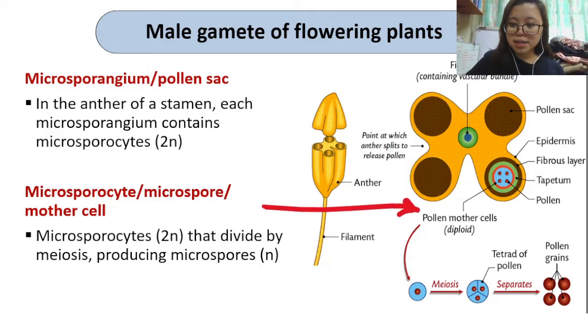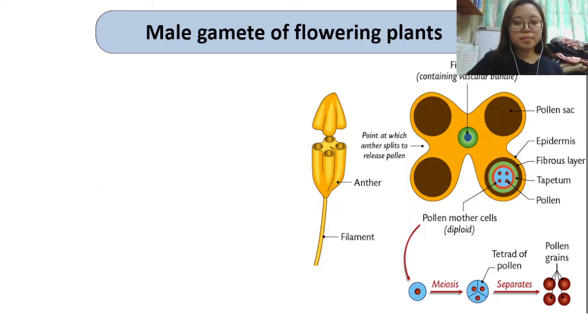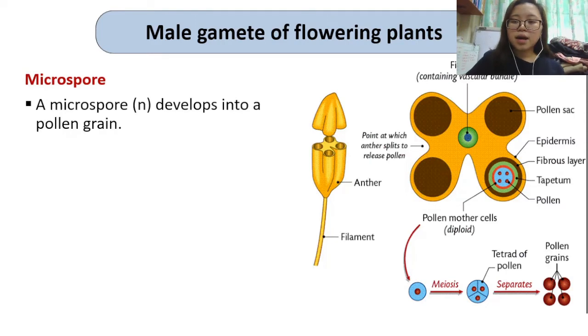And this in here is the microsporocyte. What is produced next is the microspore. It is a haploid cell. It will develop into a pollen grain.